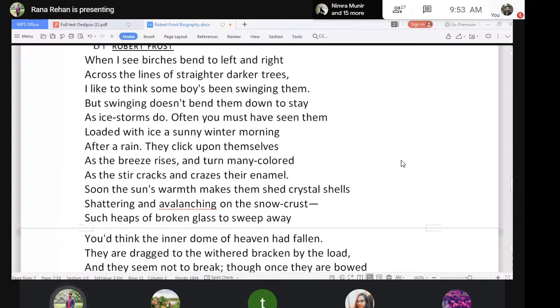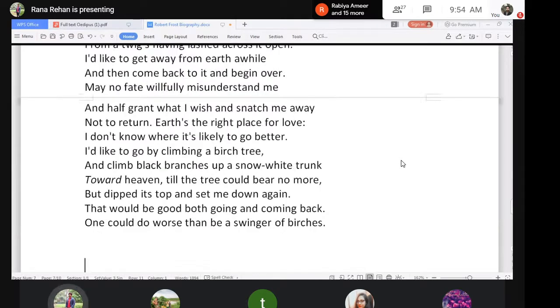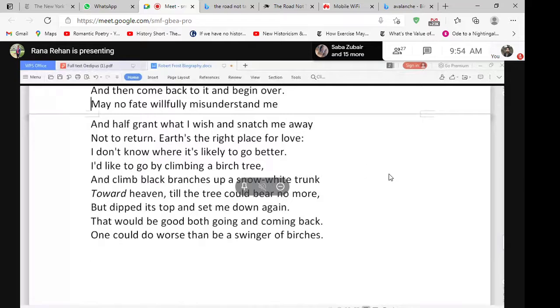So this is what we can say, that when it was about the crystal shells, they are now shattering beneath the warmth of the sun. They are ever launching on the snow crust such heaps of broken glass to sweep away. You'd think the inner dome of heaven had fallen. Again, a strong imagery.